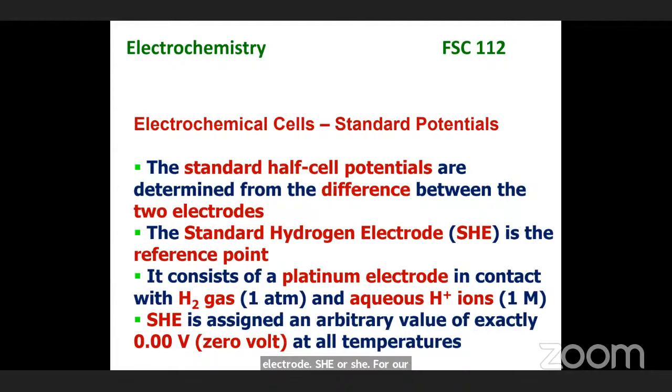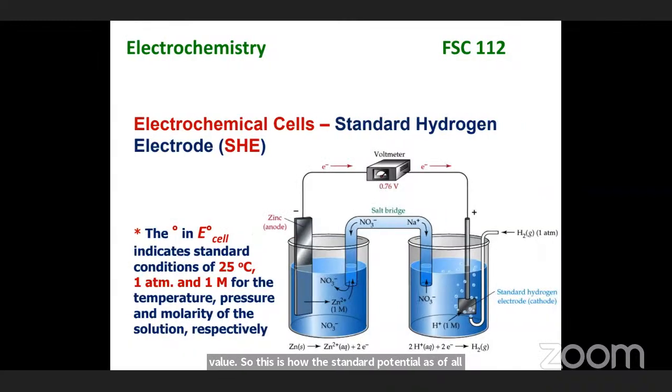And that standard hydrogen electrode has been assigned the arbitrary value of 0 at all temperatures. So what you now do is, if you want the standard potential of copper, for instance, you compare it to that of the hydrogen to give you a value. It can be plus or minus. It can be above, it can be on top or under. That will then give you the value. So this is how the standard potentials of all the elements you've been seeing are derived.